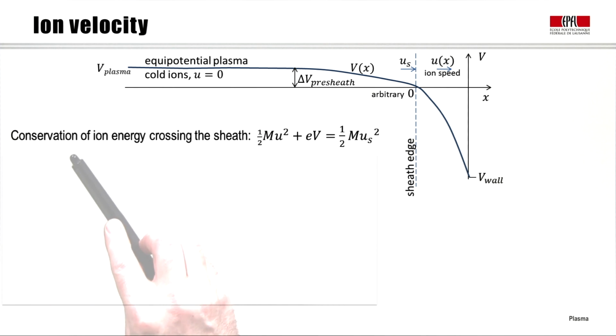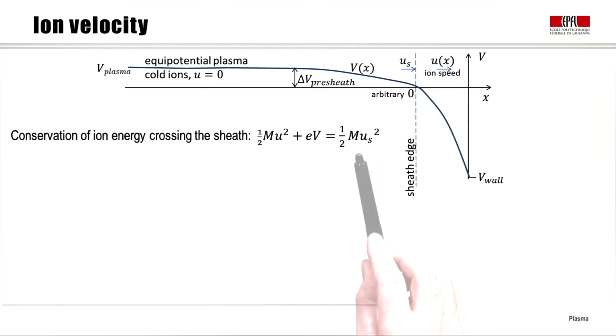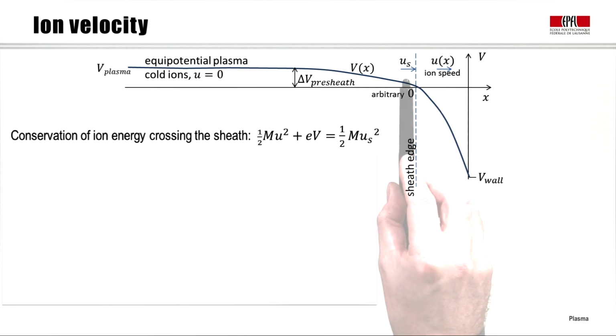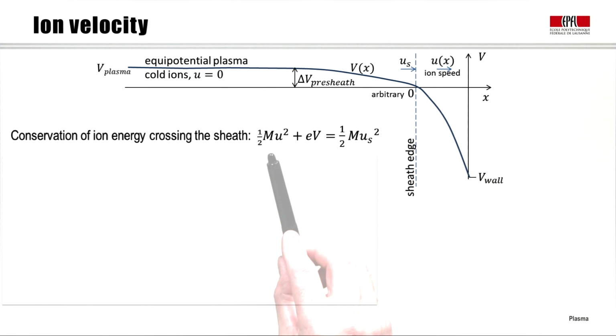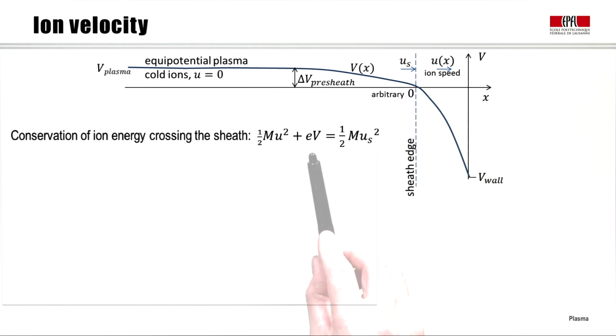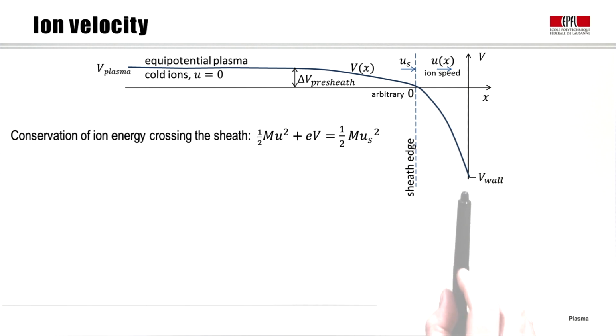Let's consider the conservation of ion energy as they cross the sheath. The energy of the ions as they approach the sheath is a half m u_s squared, and as they cross the sheath, their energy is a half m u squared plus the electric potential energy, as they cross the sheath at this voltage, which is in fact negative.